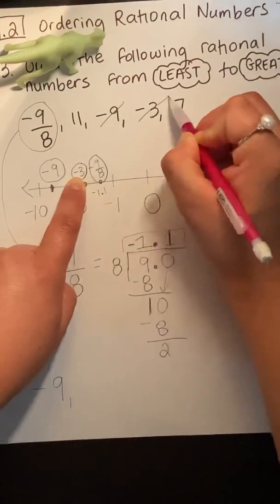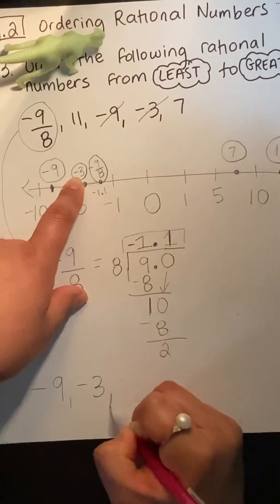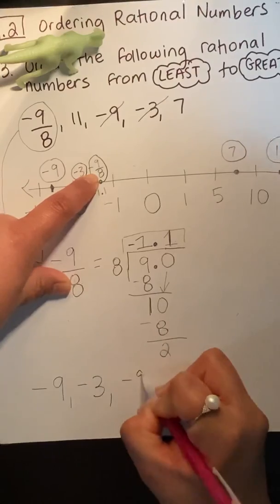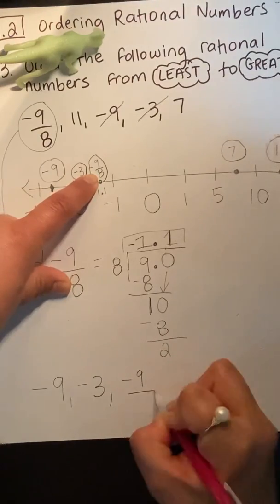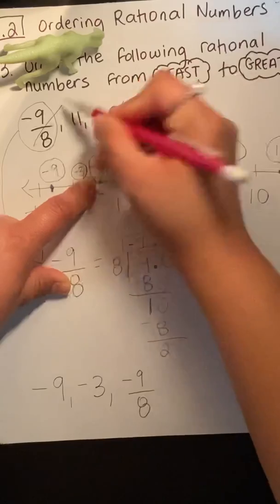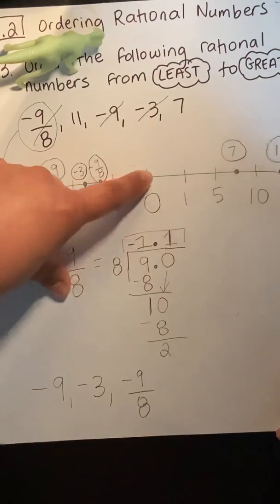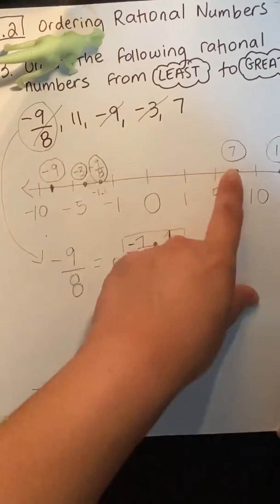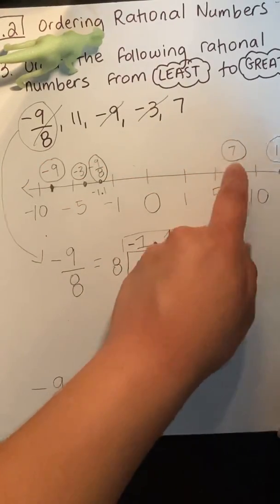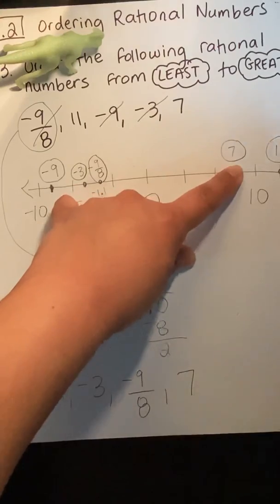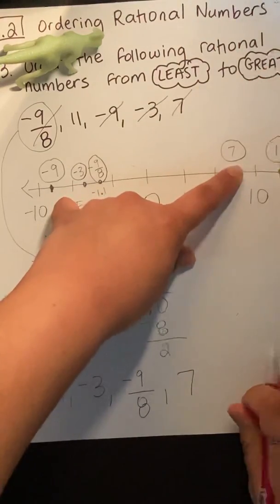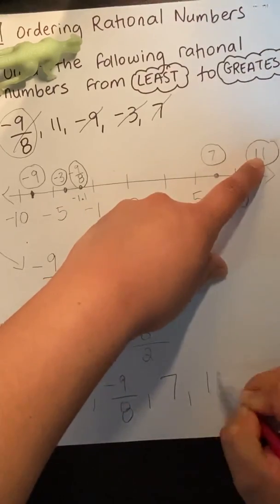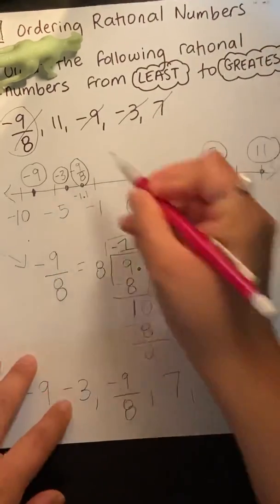My next number is negative 3. I'm going to cross it out from the list and write it. My next number is negative 9/8. Go ahead and write that. Negative 9/8. Cross it out from the list. I continue moving. I reach 0, past 0. The next number that I plotted from my list was number 7. Go ahead and write 7 and cross it out. My next number is 11. I'm going to write 11 and I am going to cross it out.